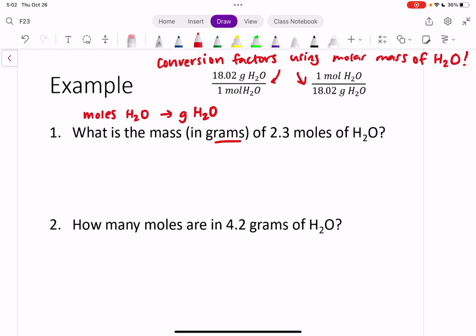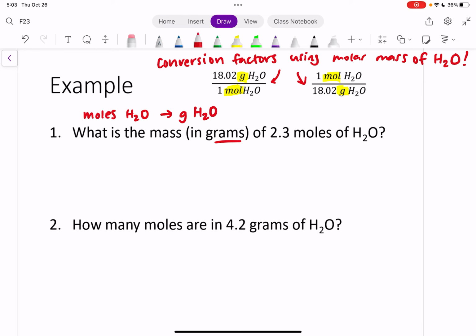All right, what do we know that connects grams and moles? Yeah, molar mass, right? Molar mass connects grams and moles. That's why the molar mass is so useful and why it exists and why we don't just use the atomic mass in atomic mass units.